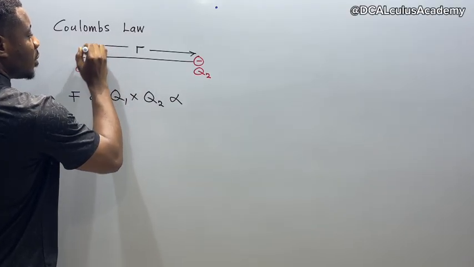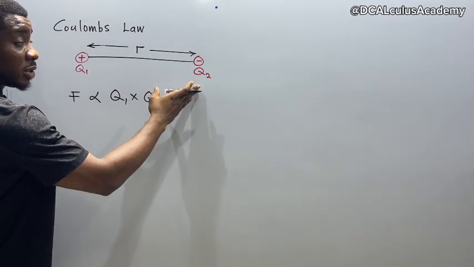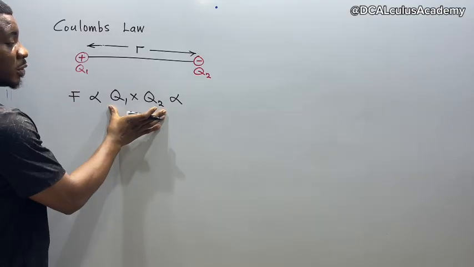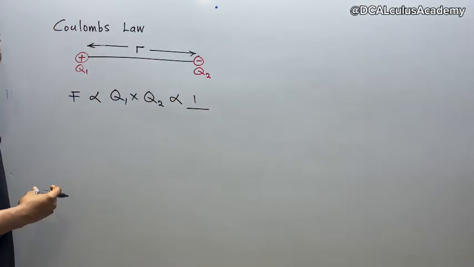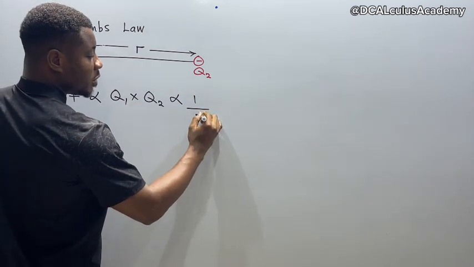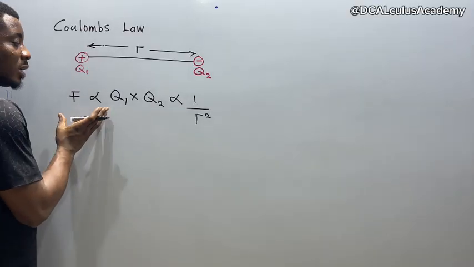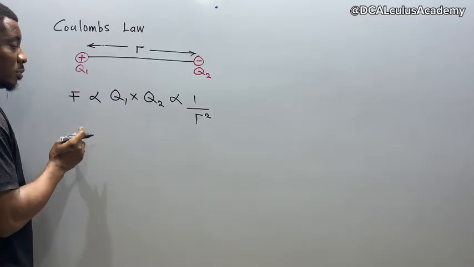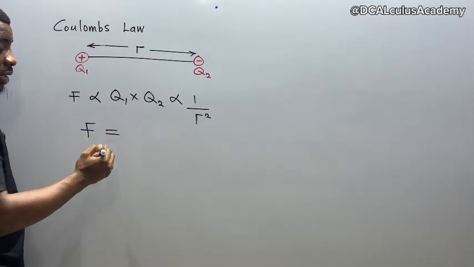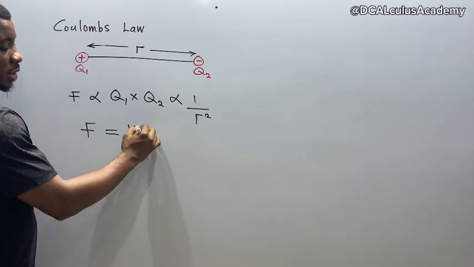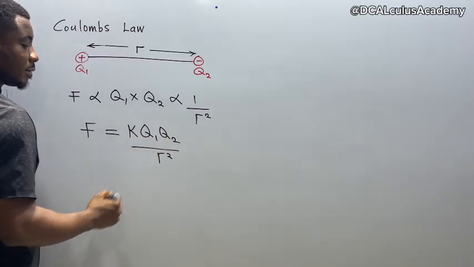Now we said Coulomb's law tells us that the force of attraction or repulsion between two charges Q1 and Q2 is directly proportional to the product of the charges and inversely proportional to the square of the distance between them. The distance between them is R, so it becomes the square of R. Remember that in mathematics, when we take away the proportionality symbol, we bring in the equal to sign. So F is equal to, and we introduce a constant, let's call it K. So it becomes F equals K Q1 Q2 divided by R squared.